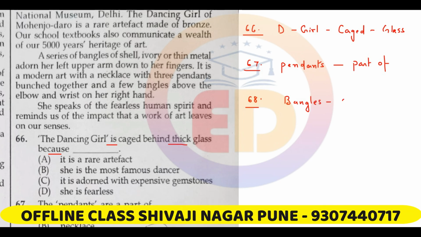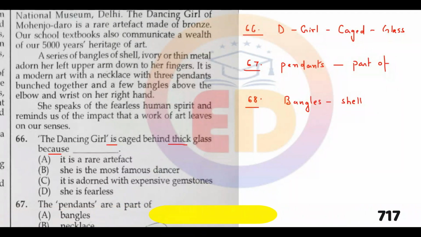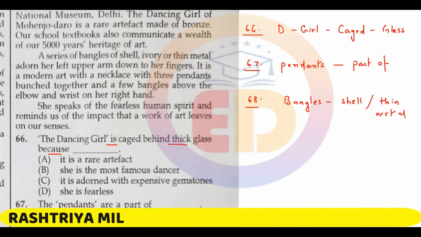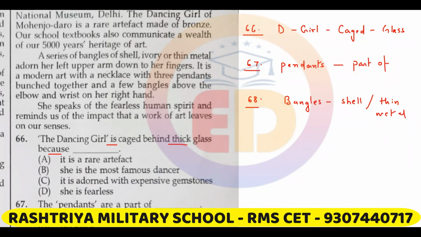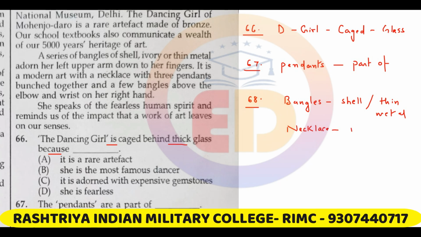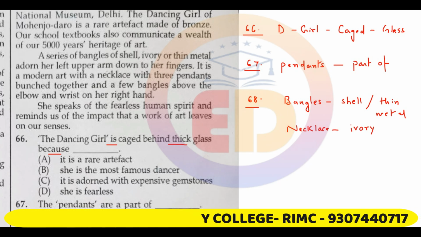Bangles made of shell or thin metal. So we have to verify whether they are true or not. And second is she wears a necklace made of ivory. We have to identify whether they are correct sentences or not.